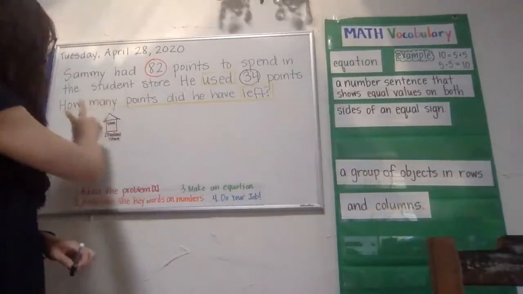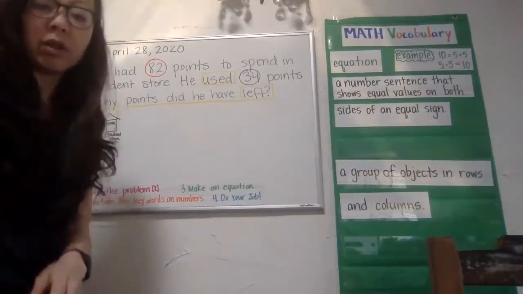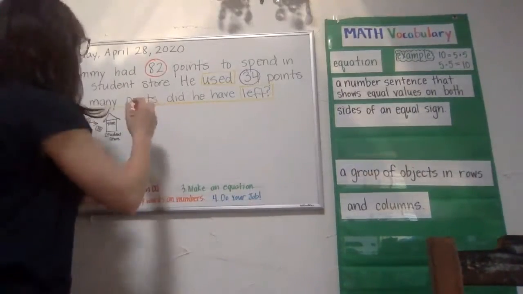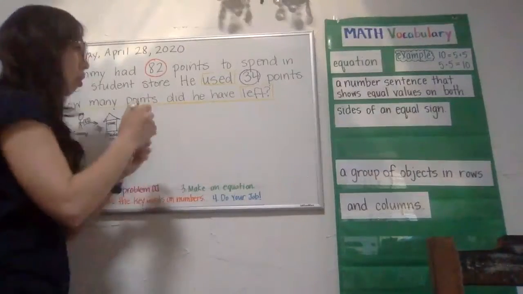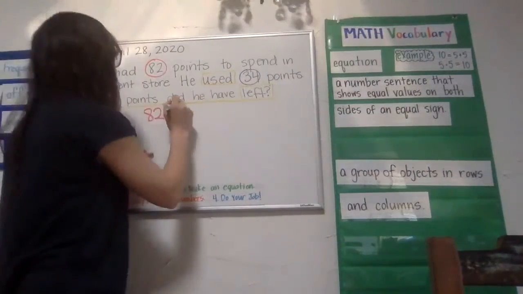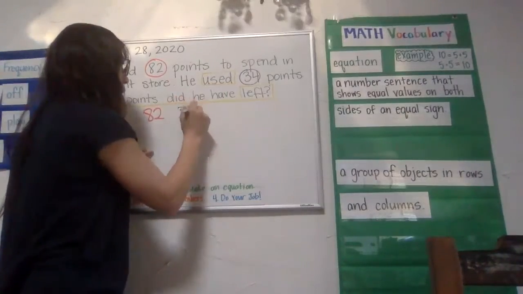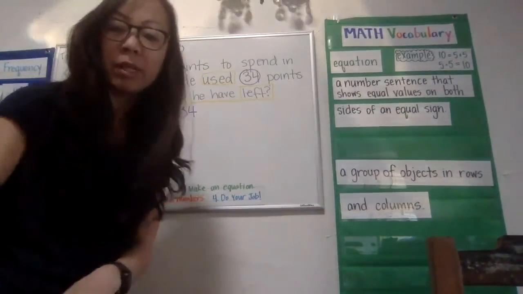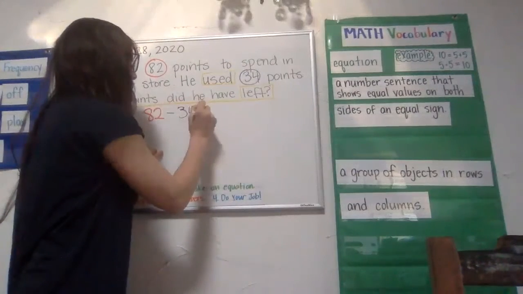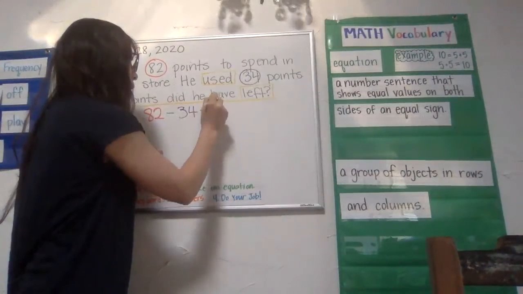Okay, so we did job number 2. We thought about what's happening here. Now we can create our equation. Job number 3, create an equation. So I'm going to use my numbers. I have 82. And I have 34. What do we do with those? We said he used some. That means he had to give them away. So we know that's subtraction. And here's our job. We have to find out how many he has left.